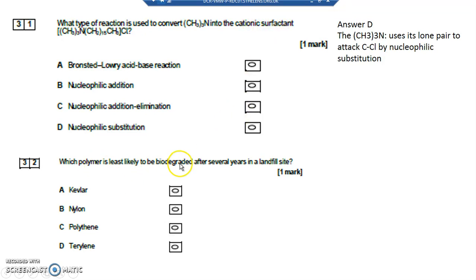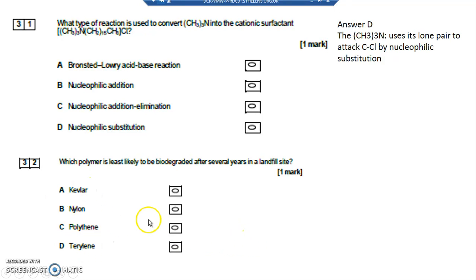Which polymer is least likely to be biodegraded after several years in a landfill site? Well, you need to know about amide or peptide links and ester links as well. So Kevlar and nylon have got amide links, a C double bond O NH link, sometimes called a peptide or an amide link. So they're polyamides. Terylene is a polyester, got a carbon to oxygen double bond O link.